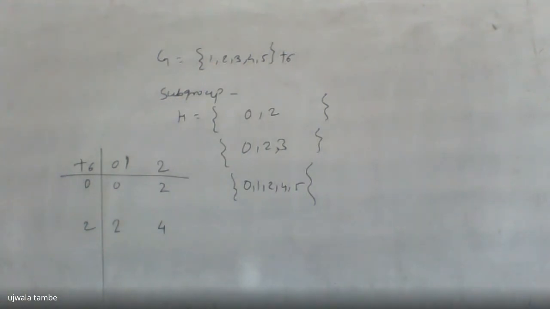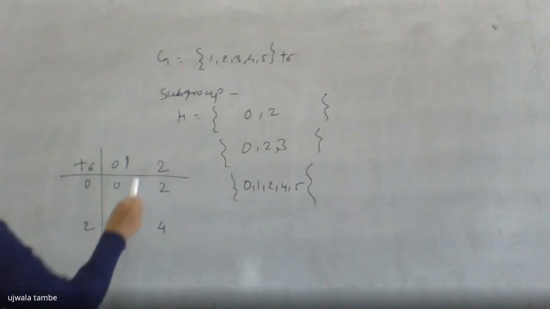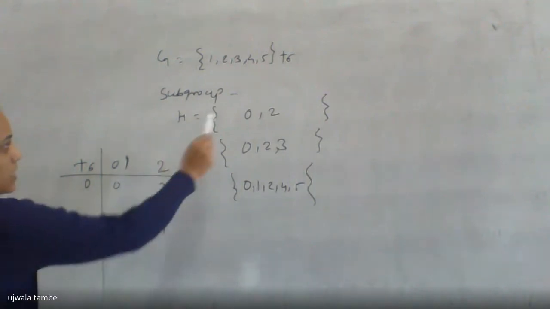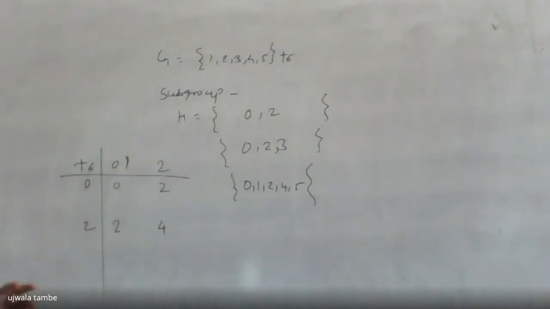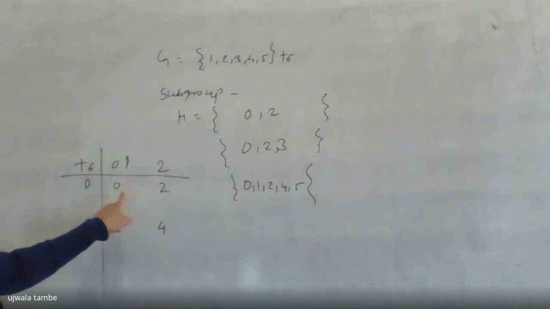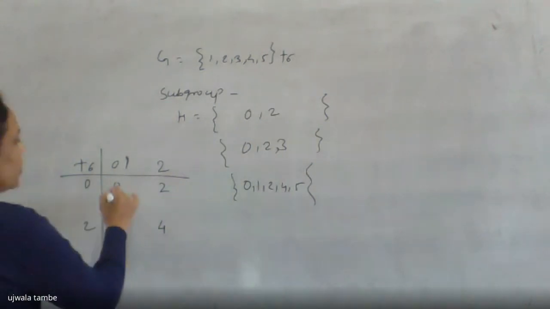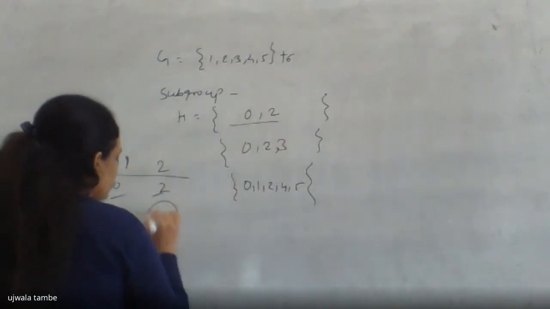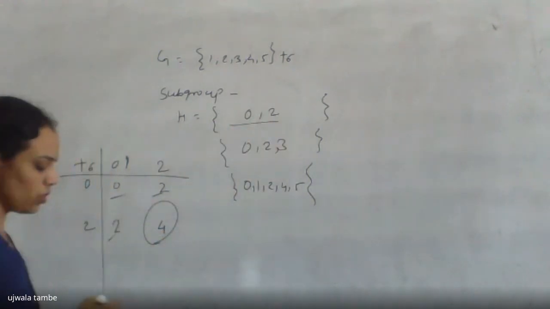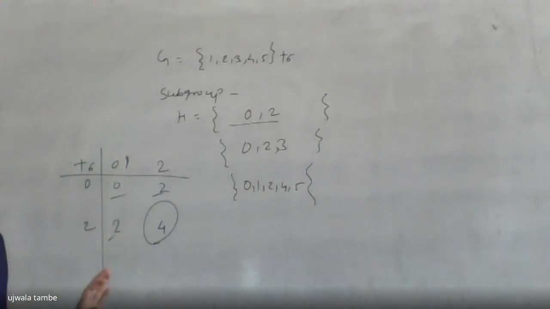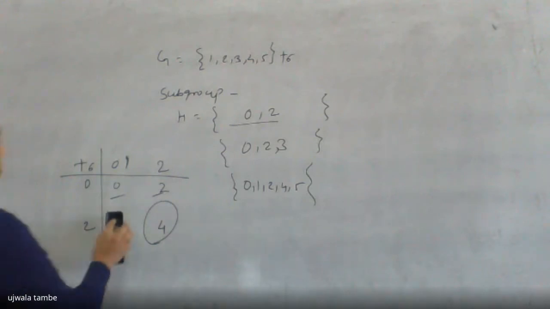Now we have to check whether the given subgroup is a group or not. For the group, as we know, first we have to check the closure property. And what is closure property? Whatever answers are present in the table must be present in the set. But here it gives us 0, 2, 2, 4. Now 0 and 2 are present in the set, but 4 is not present. So this subgroup does not satisfy the closure property, and if it does not satisfy the closure property, then no need to check further. That's why this is not a subgroup.